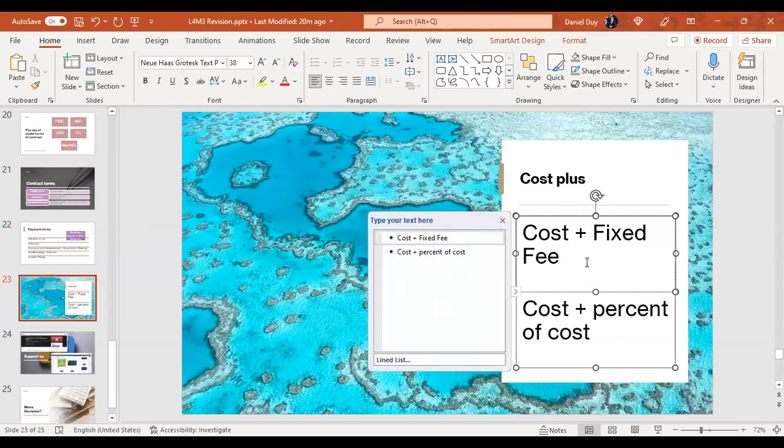And on the other hand, sometimes the buyer and the supplier may agree to another type of agreement. It means the actual cost plus a percentage of the cost. Like you agree to pay the supplier the actual cost plus 10% of the cost as the markup or as the profit to the supplier. It's very simple.